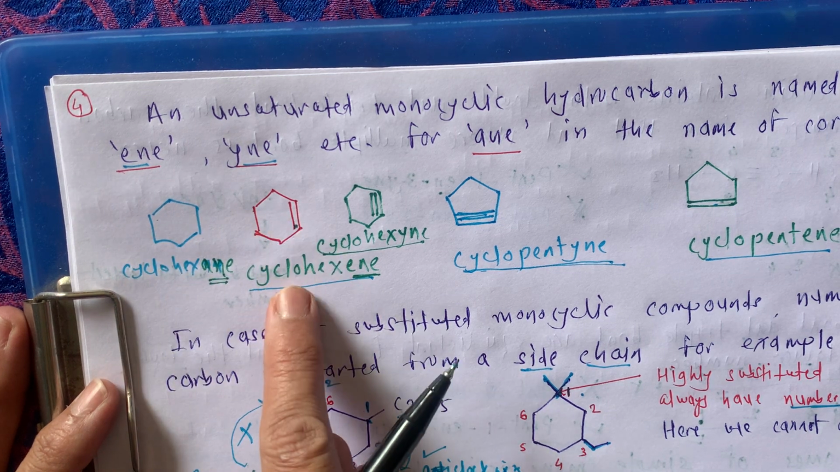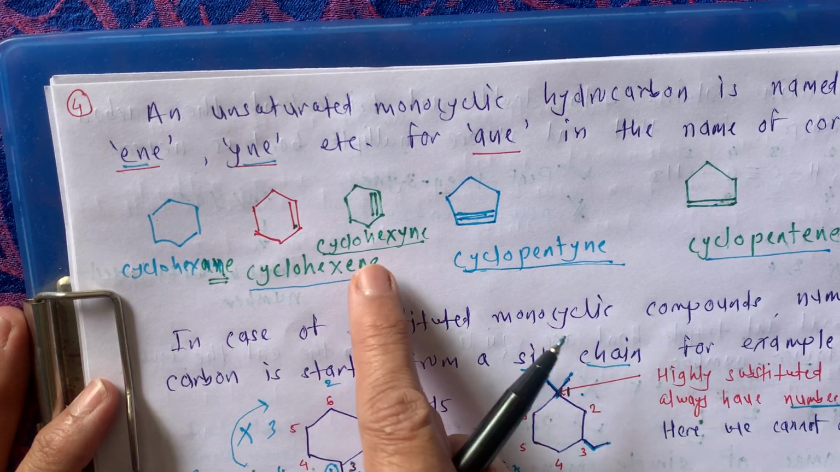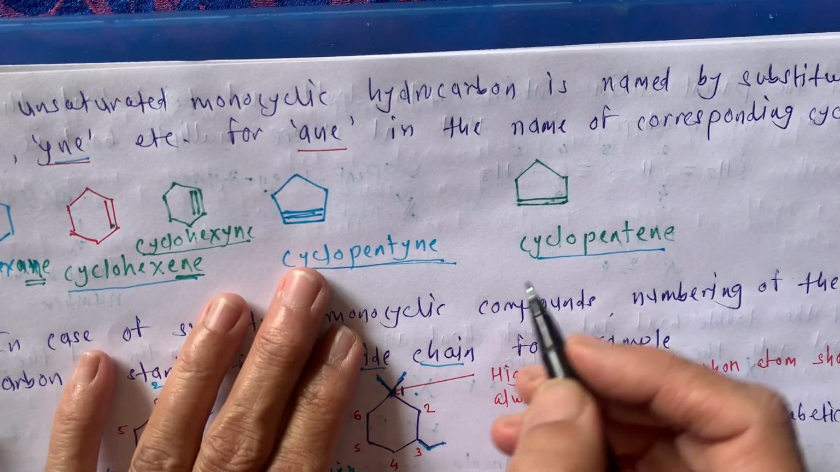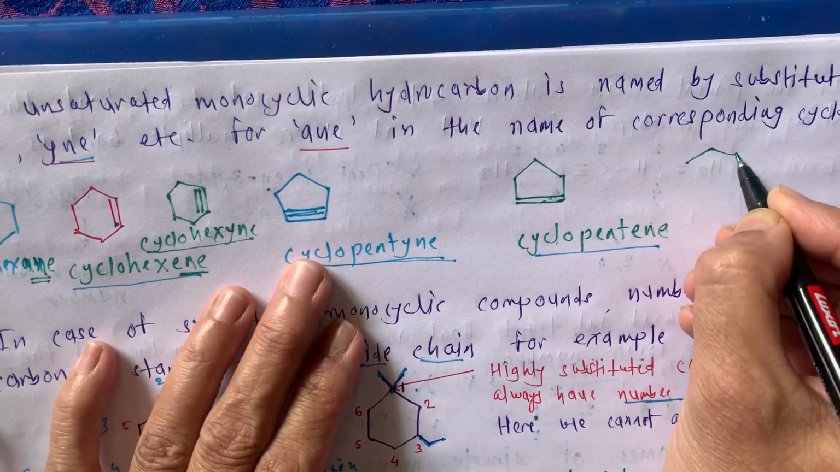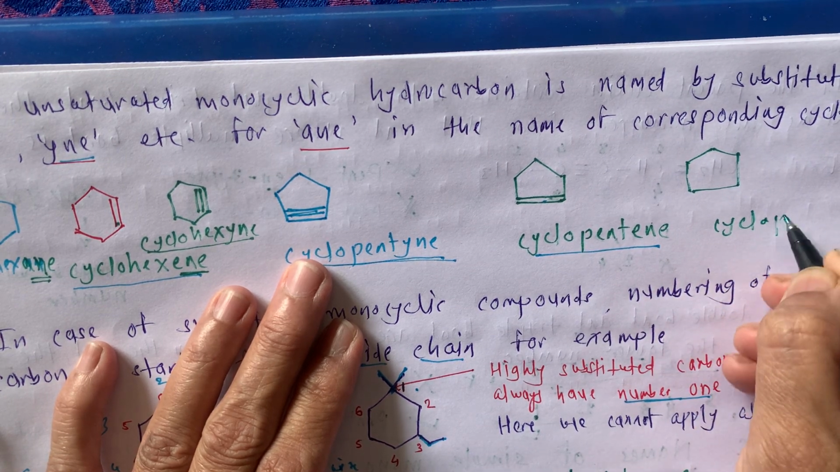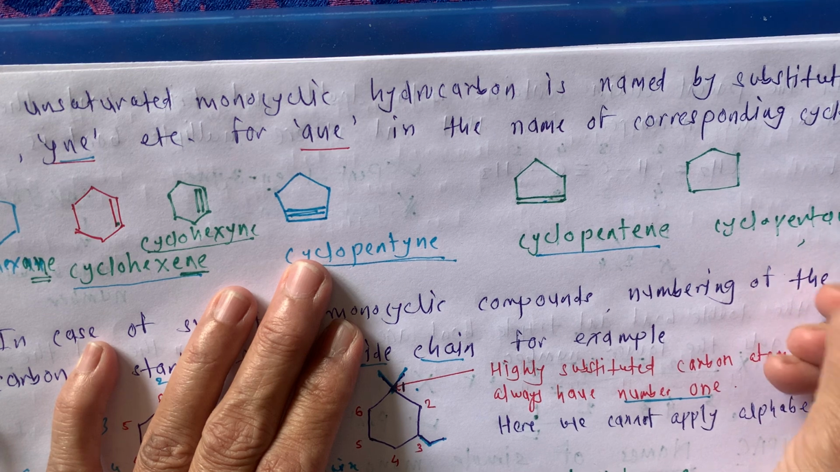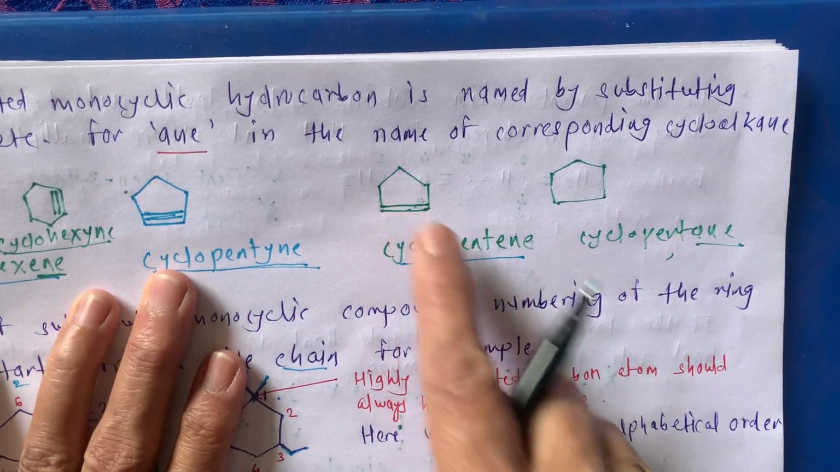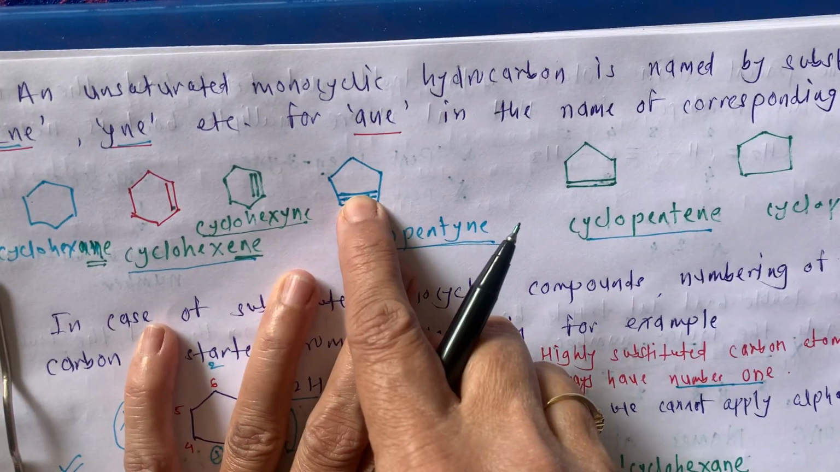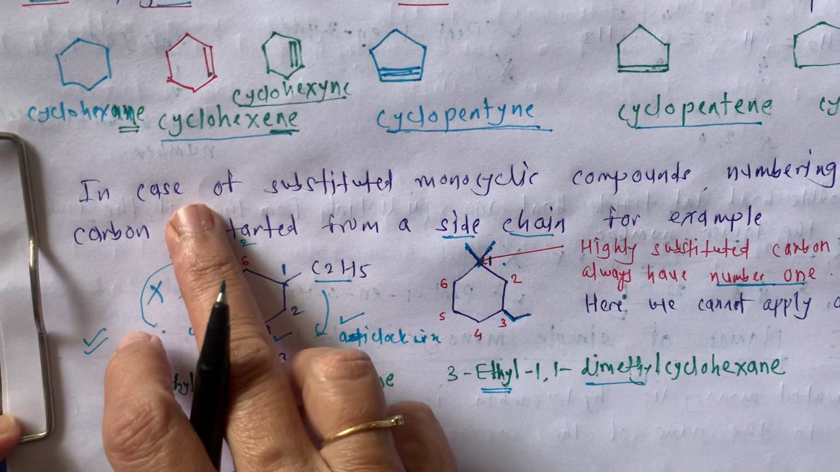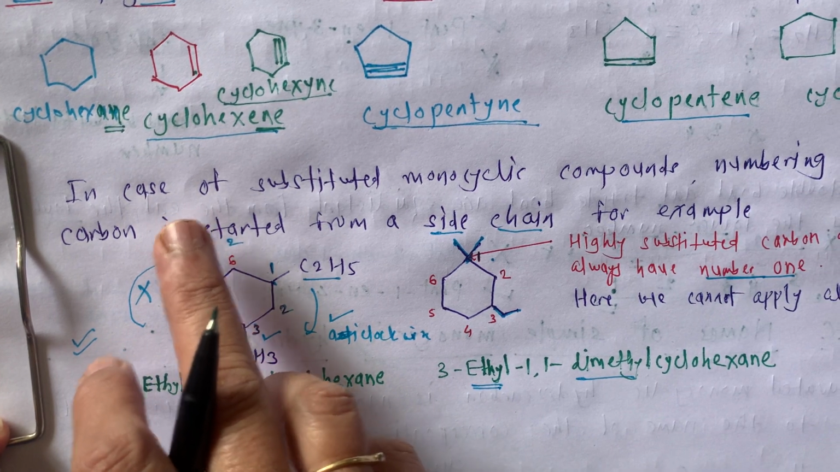Cyclohexane, double bond, so cyclohexene; triple bond, so cyclohexyne. Now see here, this is our cyclopentane. Double bond, so this is ENE; triple bond, so this is YNE. Now the next rule: substituted monocyclic compounds.